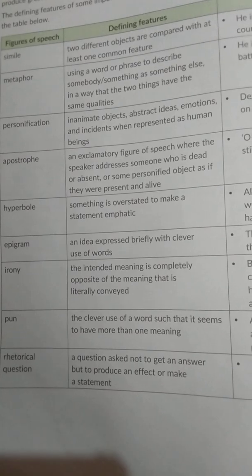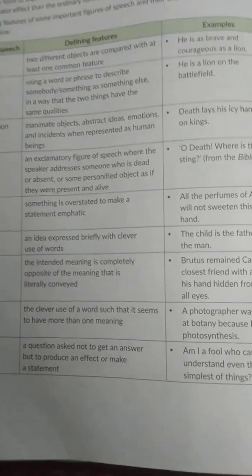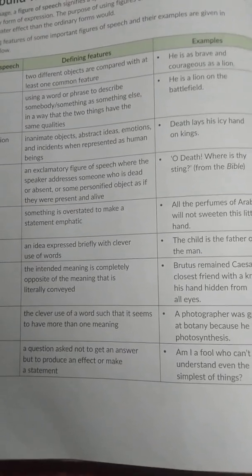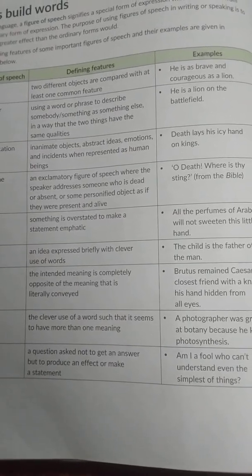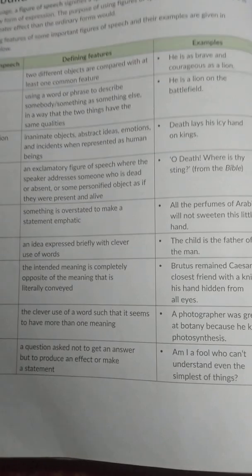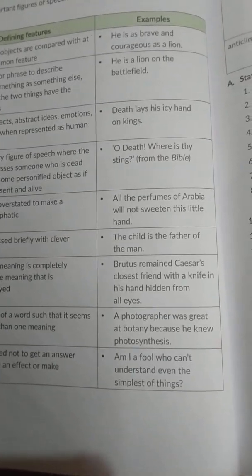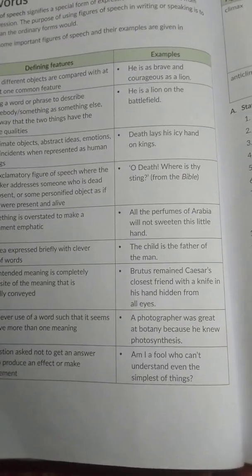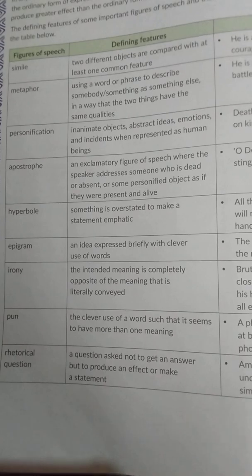Then we have hyperbole. Something is overstated to make a statement emphatic. When we want to bring out something special about something, like to show it as something great, then we overstate things. Like, all the perfumes from Arabia will not sweeten this little hand. It means if the whole perfume of the country Arabia were taken, then also the little hand won't be sweetened.